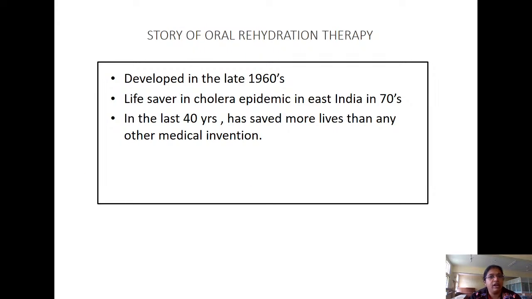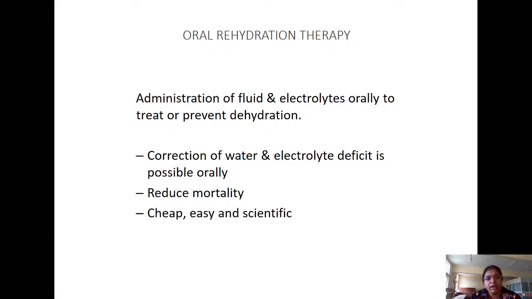So, the story of oral rehydration therapy. It has been a boon. It was especially noticed during the cholera epidemic of East India in the 1970s, in the eastern part. Over a period of time it has been improvised, and now it is made as low osmolar ORS. Now, what are the advantages? Correction of water and electrolyte deficit is possible orally, so you don't need an IV line. You can give it through a nasogastric tube also. It reduces mortality, is cheap, easy, and it is a scientific formula.